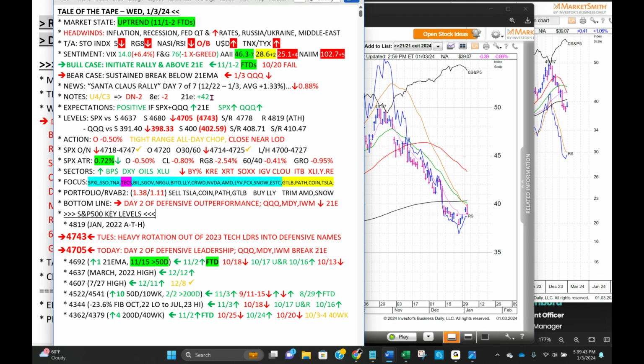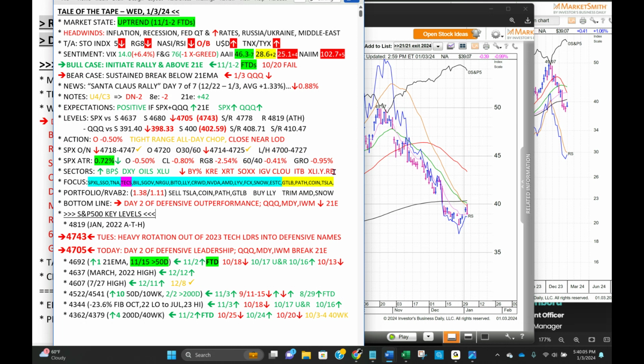Sectors: the dollar, oils, and utilities strong on the downside. Banks, retail, semiconductor, software, including cloud stocks. ITB, that's builders, and then XLY and XLRE, that's industrials, consumer discretionary, and real estate.